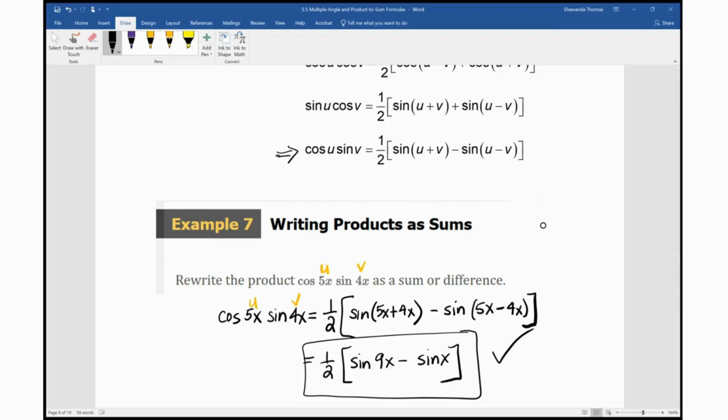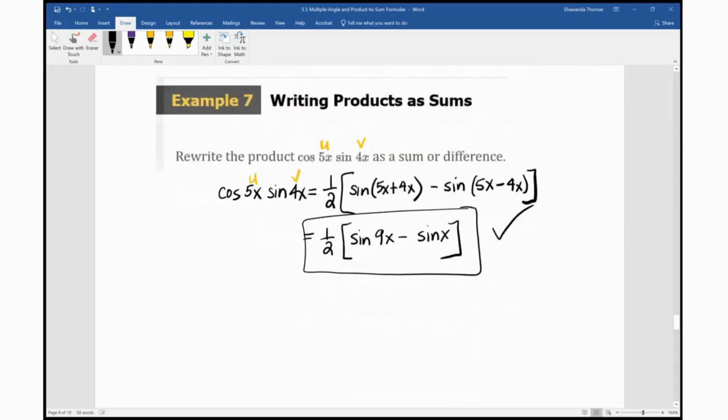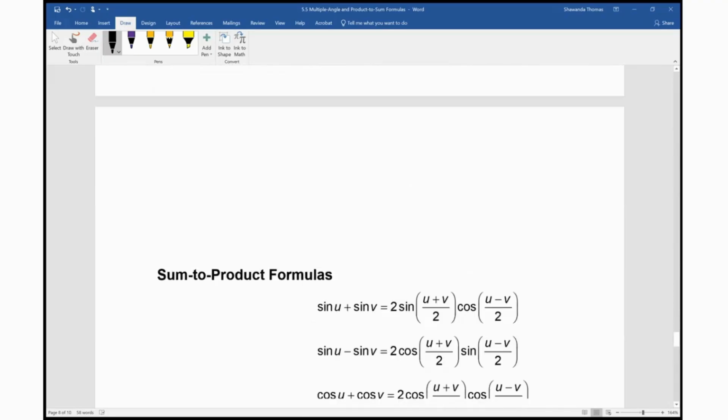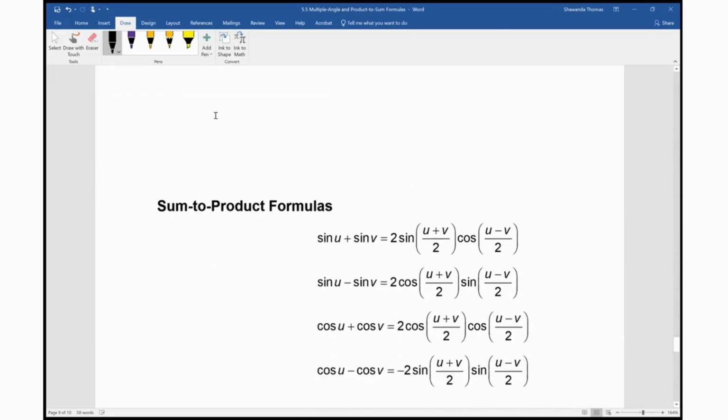All right. Two more to go, y'all, and y'all are done with trig class. There's two more to go. All right. Sum to product formulas.